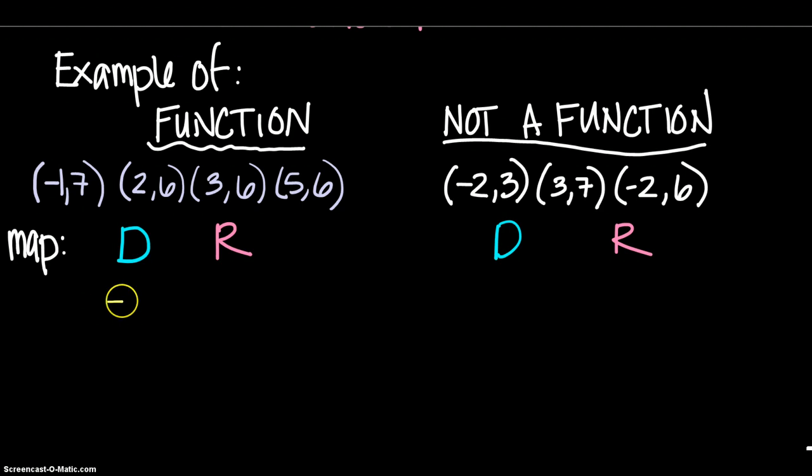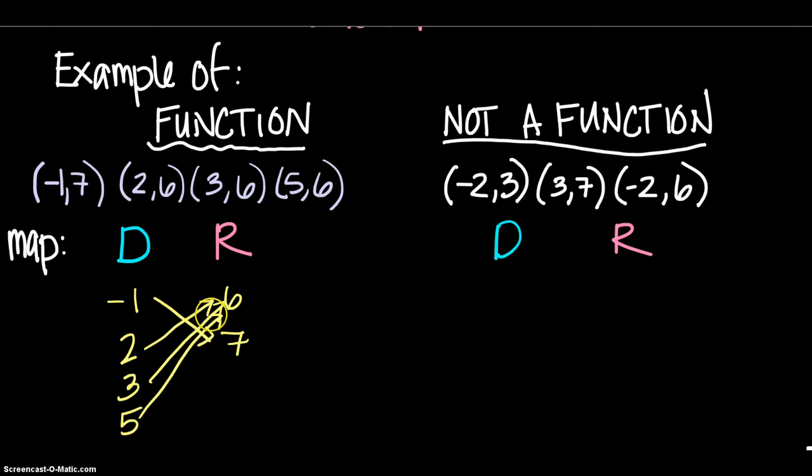So our first point is -1. That goes under our D. I'm looking at the x value, so the first number in each of these ordered pairs: 2, 3, and then 5. Then I have my range, which is the y values, and we have 7, 6, 6, 6, but I'm only going to write this 6 once. Then for the mapping, I'm going to draw an arrow, because this is a map, from each domain value to whatever it matches. So -1 goes with 7, 2 goes with 6, 3 also goes with 6, and 5 also goes with 6.